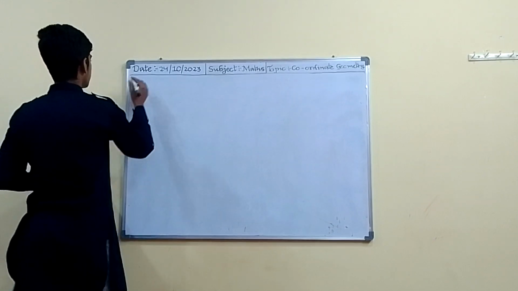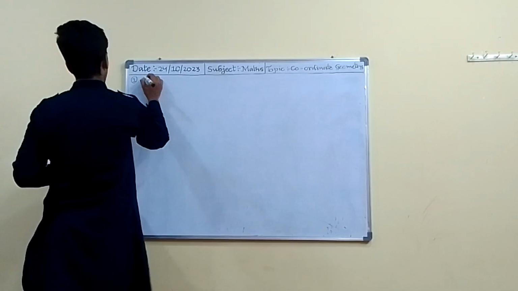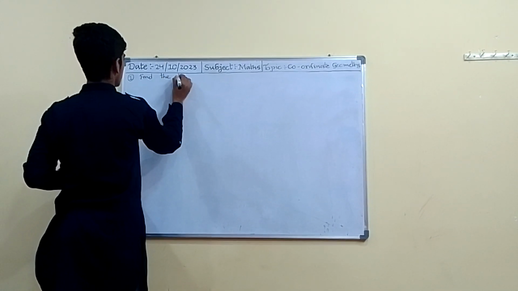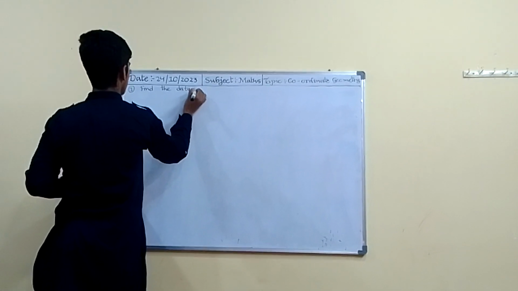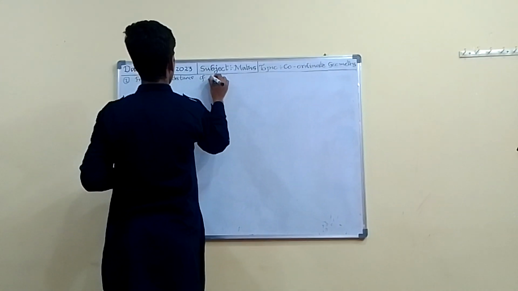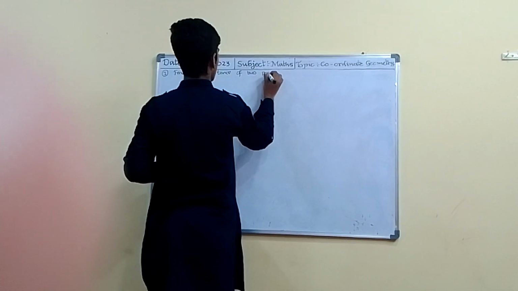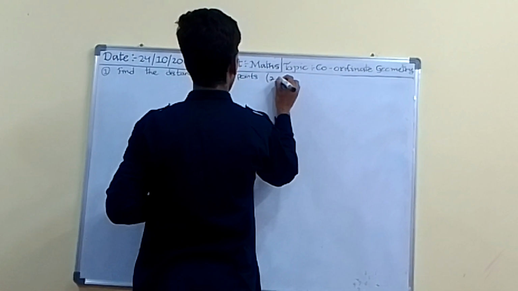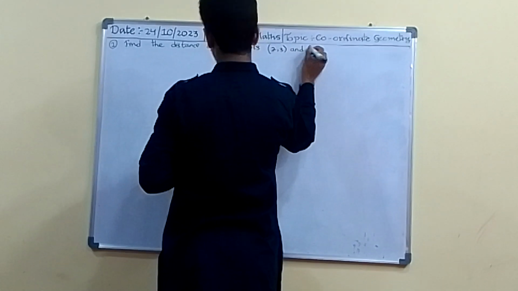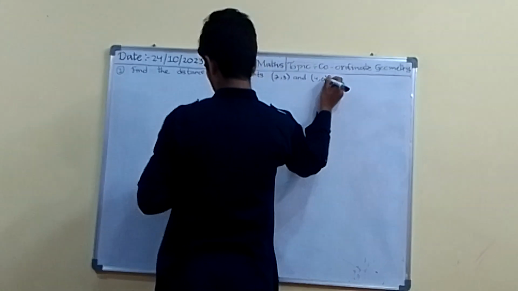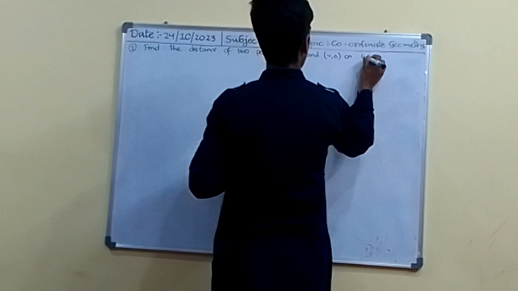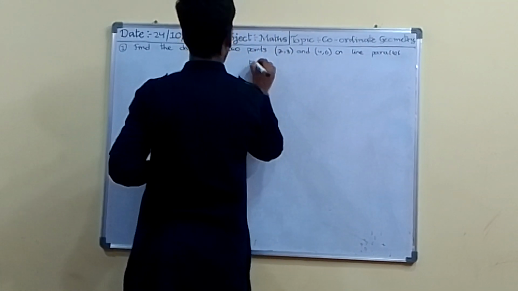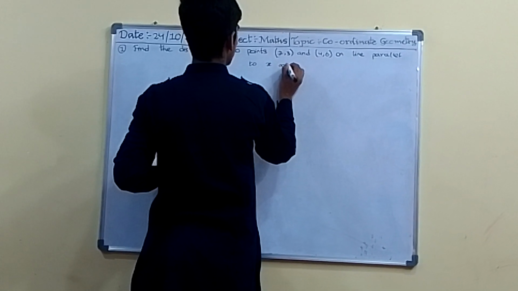Here the first question is, find the distance of 2 points 2, 3 and 4, 6 on a line parallel to the x-axis. This is the first formula question.